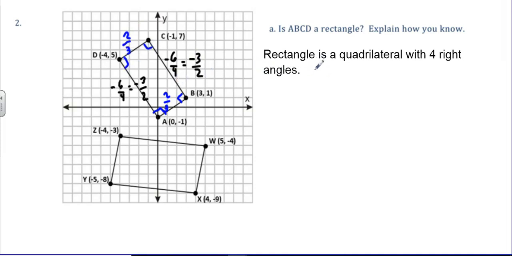So yes, this is a rectangle, and I know because the adjacent sides have opposite reciprocal slopes, meaning that the adjacent sides make 90-degree angles. And since quadrilaterals with 4 right angles are rectangles, quadrilateral ABCD is a rectangle.